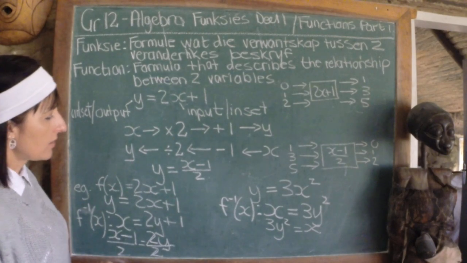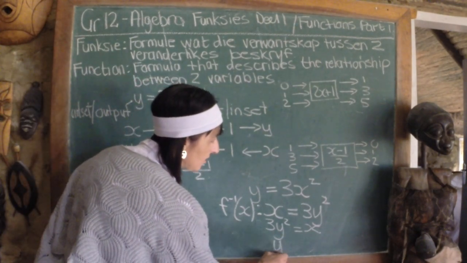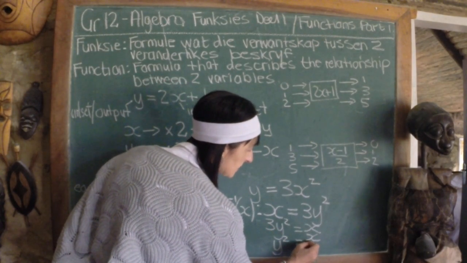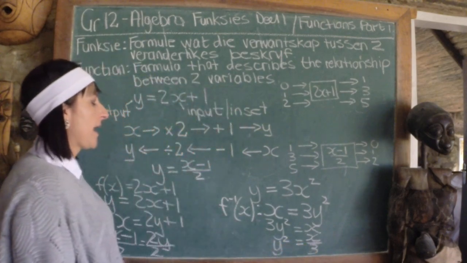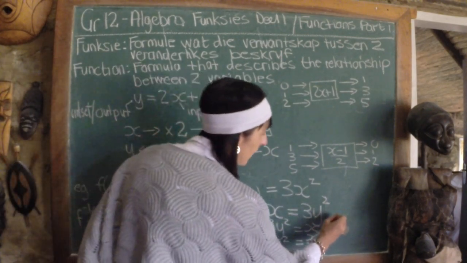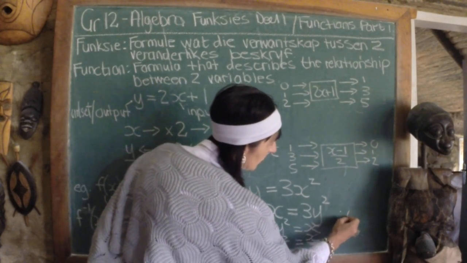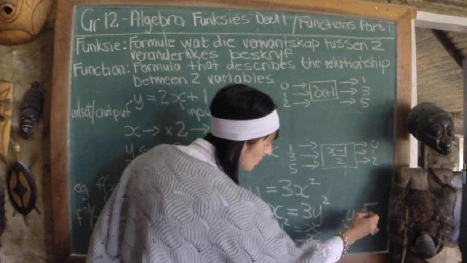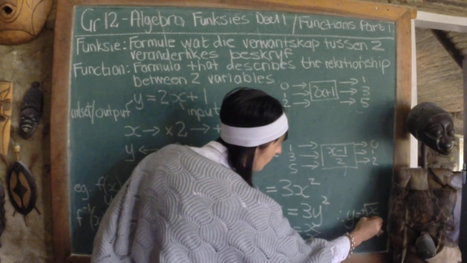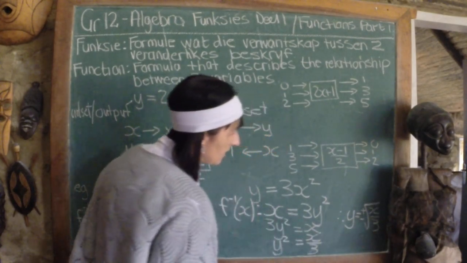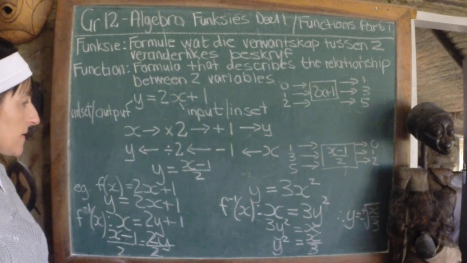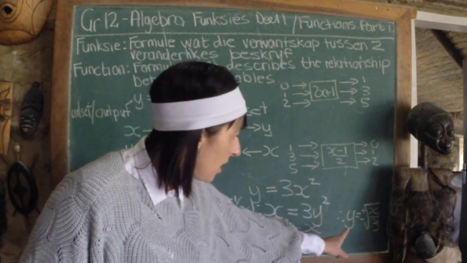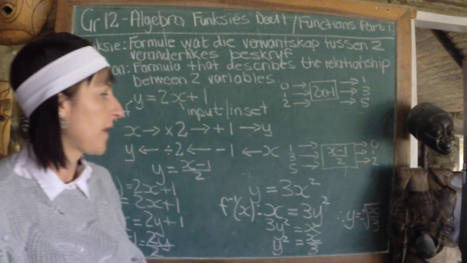Kom ons kry die y alleen aan die een kant. Ek het y kwadraat, gaan dan word, deel met 3 aan albei kante, will be x divided by 3. Maar ek het nie vir y kwadraat nodig nie, ek het net vir y nodig. Daarom is y gelyk aan plus minus the square root of x on 3. There you are. That's the inverse function of y equals 3x squared. That will be y equals plus minus root of x on 3.